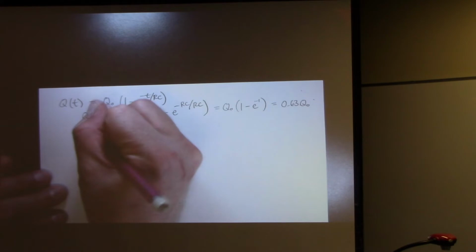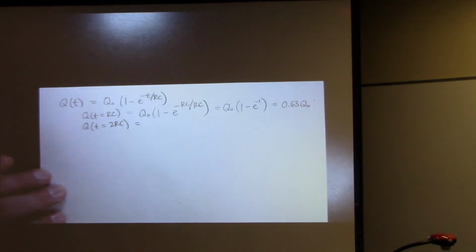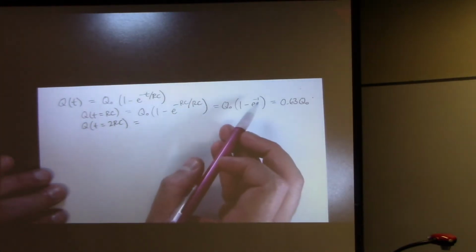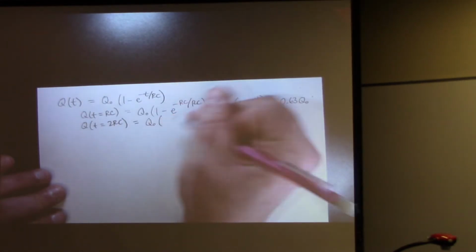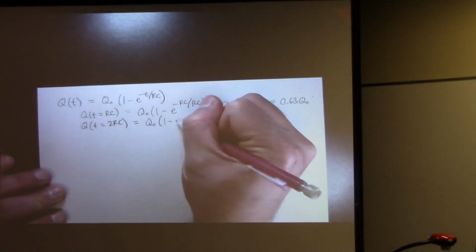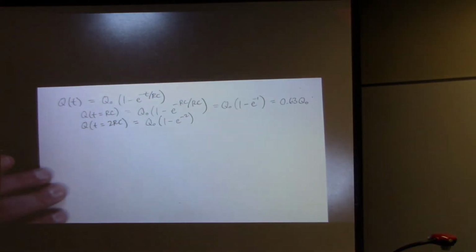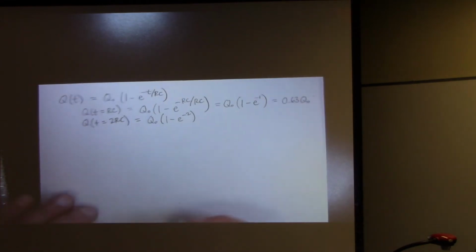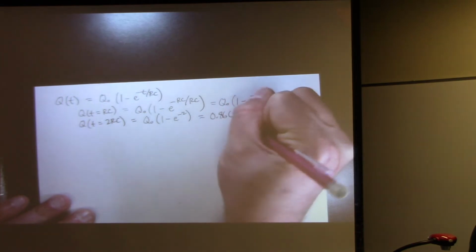Okay, what if we plug in a time that's equal to 2 times RC? What happens then? Well, basically, instead of e to the minus 1 here, you're going to have e to the minus 2. So you have Q naught times 1 minus e to the minus 2. Again, calculate that number. Punch 1 minus e to the minus 2 in your calculator, and what pops out is 0.86 times Q naught.